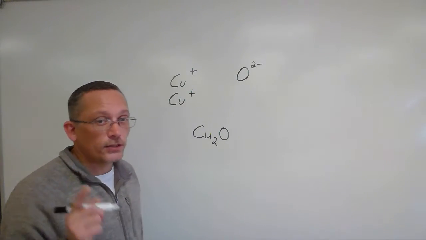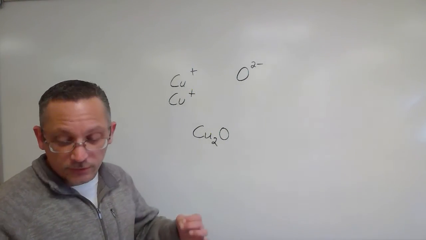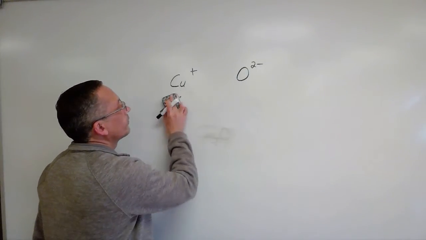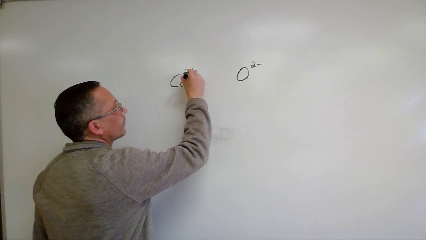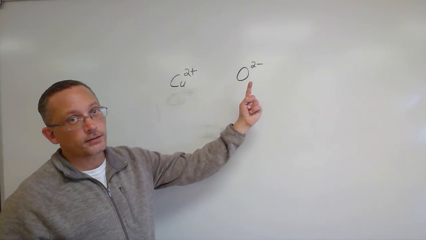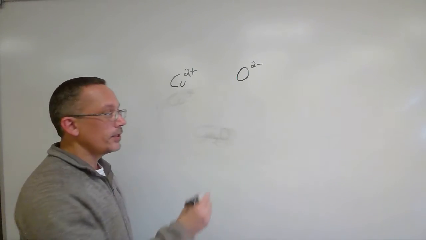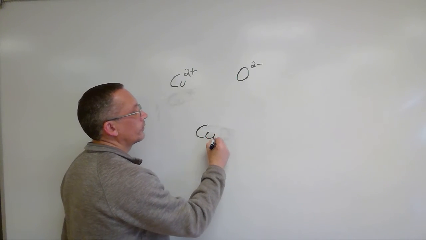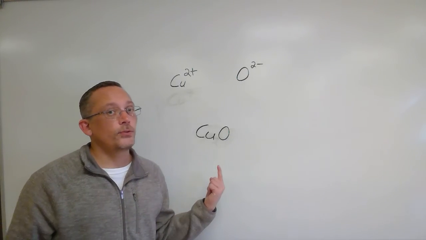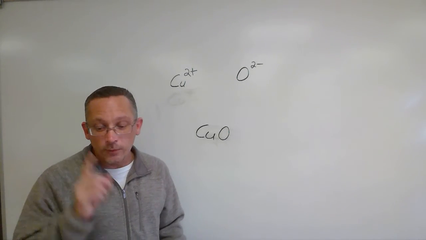If I had, on the other hand, told you that it was copper with a charge of +2, that would be different. Copper with a charge of +2 already balances an oxygen, right? So here you would have Cu. So the 2 different ions will form 2 different compounds, right? So be careful of that.